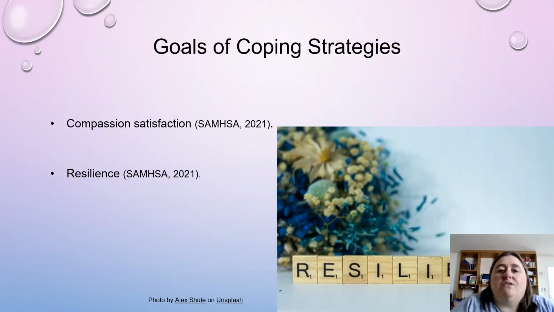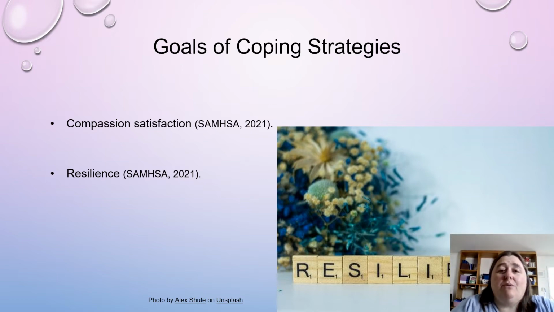We have an awareness of what compassion fatigue is, the common symptoms, the contributing factors, and the impact of compassion fatigue. What are the next steps? Finding healthy coping strategies. So the goals of these coping strategies are to develop compassion satisfaction and resilience. The ultimate goal is to achieve compassion satisfaction, which is a sense of fulfillment about the work being done by a practitioner that's based on the positive feelings of hope, strength, and resilience.